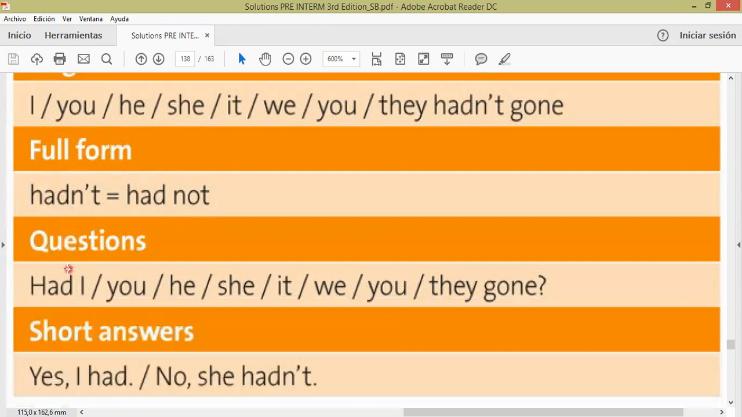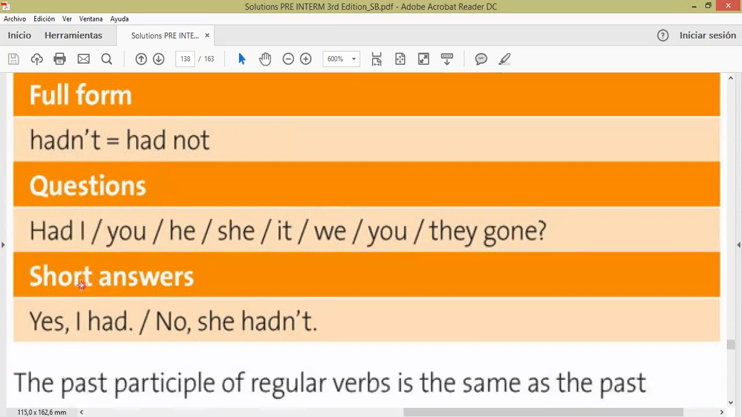For the questions, we're going to use the auxiliary verb plus the subject plus the past participle form of the verb. For example, had I, you, he, she, it, we, you, they gone? These questions can be answered with short answers. For the affirmative, yes plus subject plus had. For instance, yes, I had. For the negatives, we use no plus subject plus hadn't. For example, no, she hadn't.